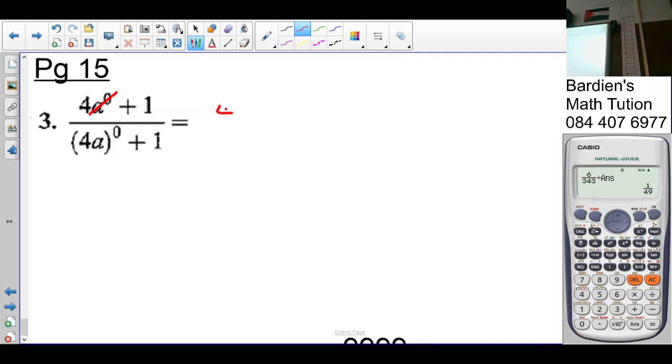So 1 times 4 is 4, plus 1 over... You see this whole bracket here is raised to the 0. So 4a becomes 1, plus 1. That's all. So what is 4 plus 1? 5. I'm sure you guys are going to make grade 9. So you know 4 plus 1 is 5, and 2 plus 1 plus 1 is 2. So you can write it as 5 with 2, or 2.5. It's all accepted. Alright? You all okay with that?